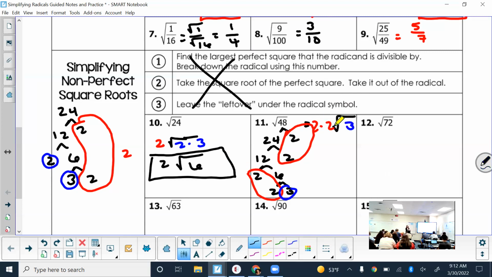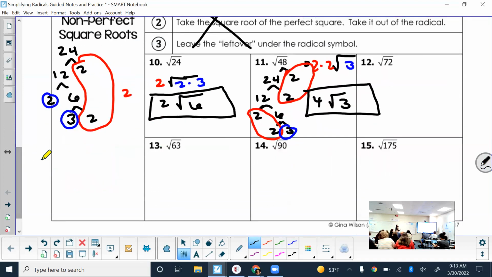So then if you need to multiply, then multiply. What's 2 times 2? 4. So my answer is 4 radical 3, which is the simplified version of the square root of 48. Question about that? All right, I'll give you a couple to try. Try number 12 and number 15.